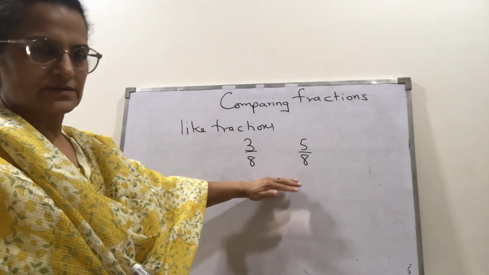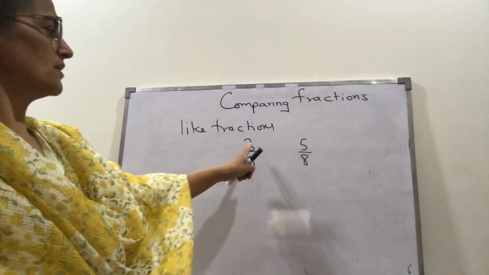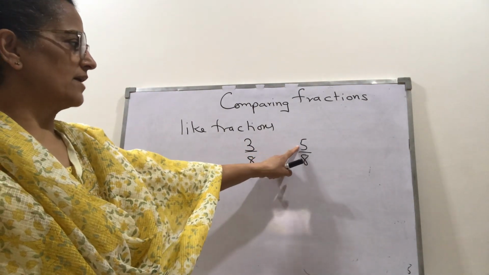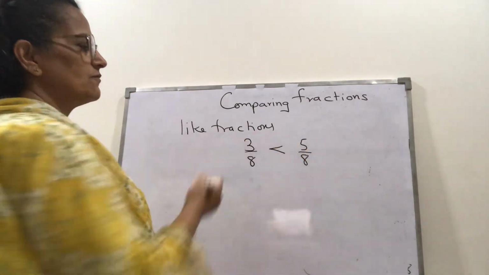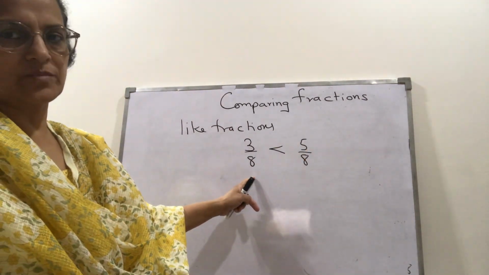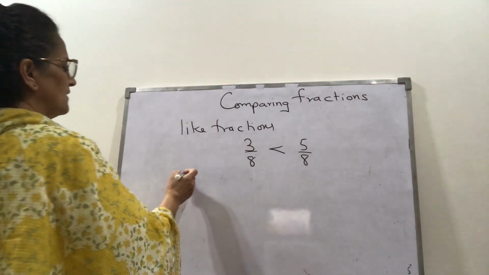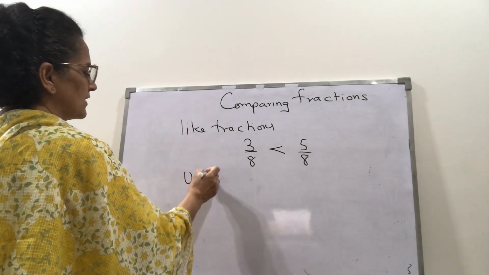When the denominators are same, we compare the numerators. Now 5 is greater than 3, so we can say this fraction 5 by 8 is greater than 3 by 8. And then we talk about unlike fractions.